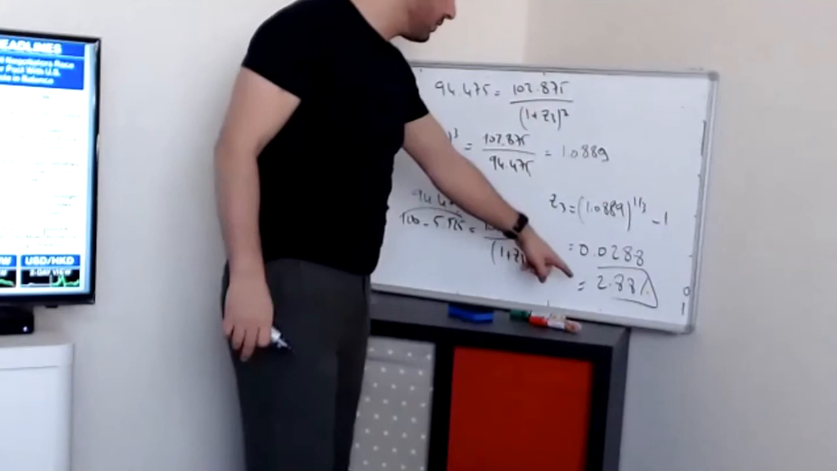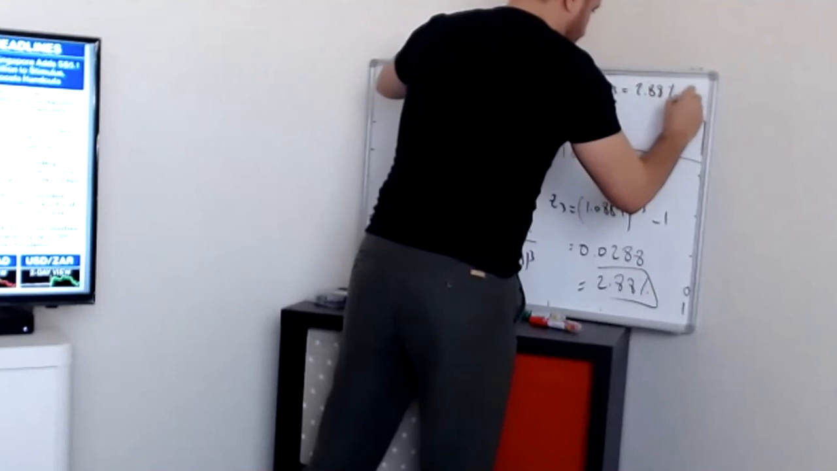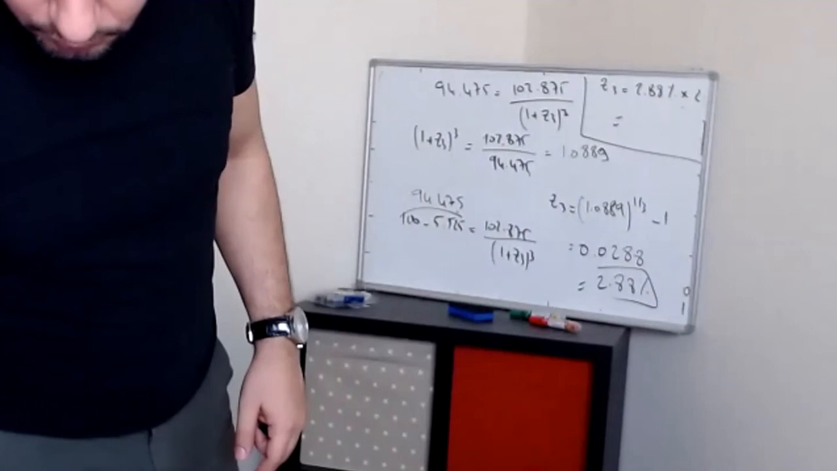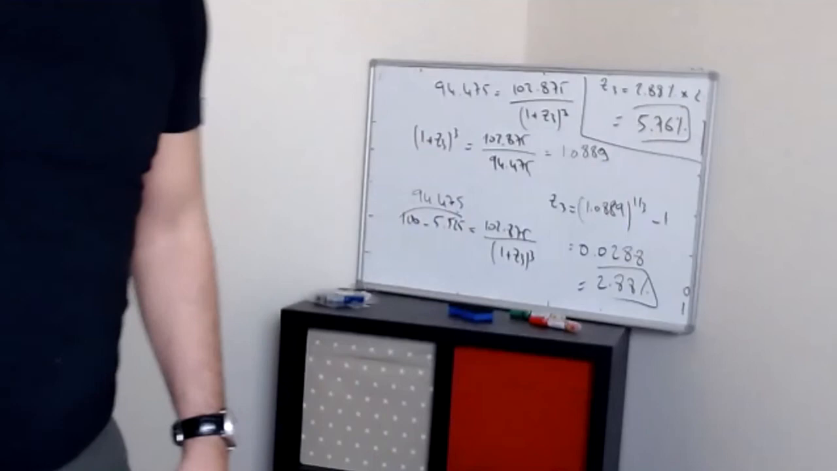So now if you want to find the annual one, I just multiply by 2, and that's it. 2.88 times 2 is 5.76%. So this is the theoretical spot rate for period number 3. Okay, guys?